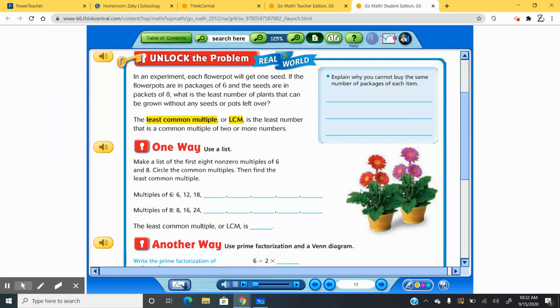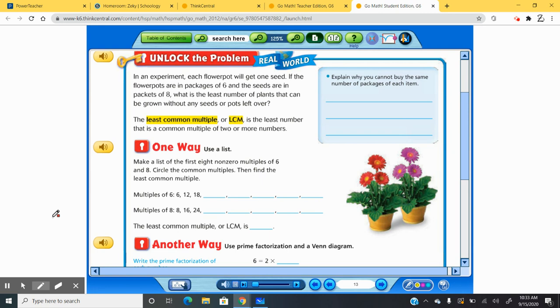So let's read this problem. I'm going to show you two different ways to do this problem. In an experiment, each flower pot will get one seed. If the flower pots are in packages of 6 and the seeds are in packets of 8, what is the least number of plants that can be grown without any seeds or pots left over? The least common multiple, or LCM, is the least number that is a common multiple of 2 or more numbers.